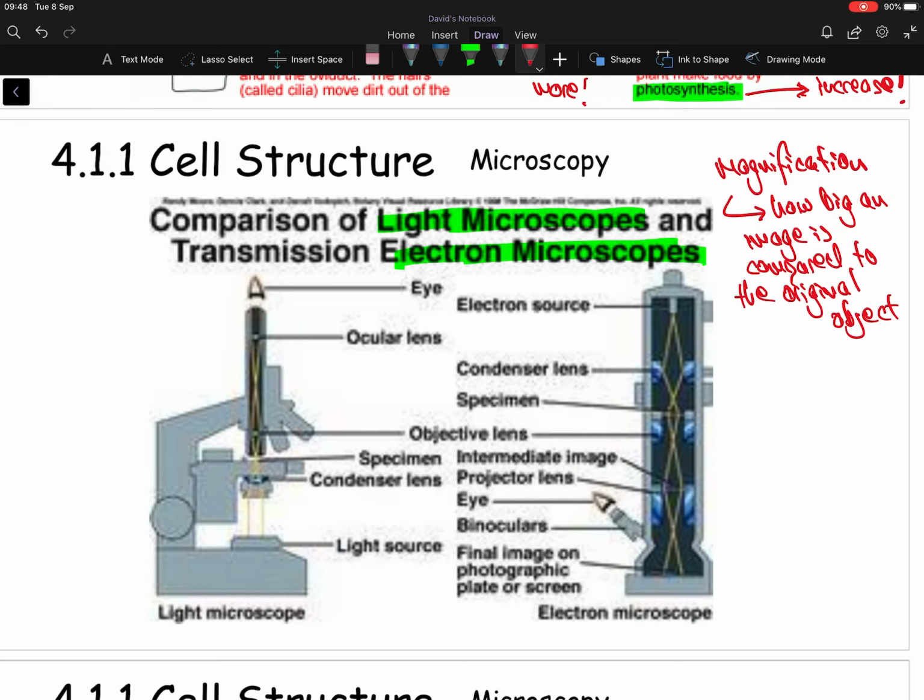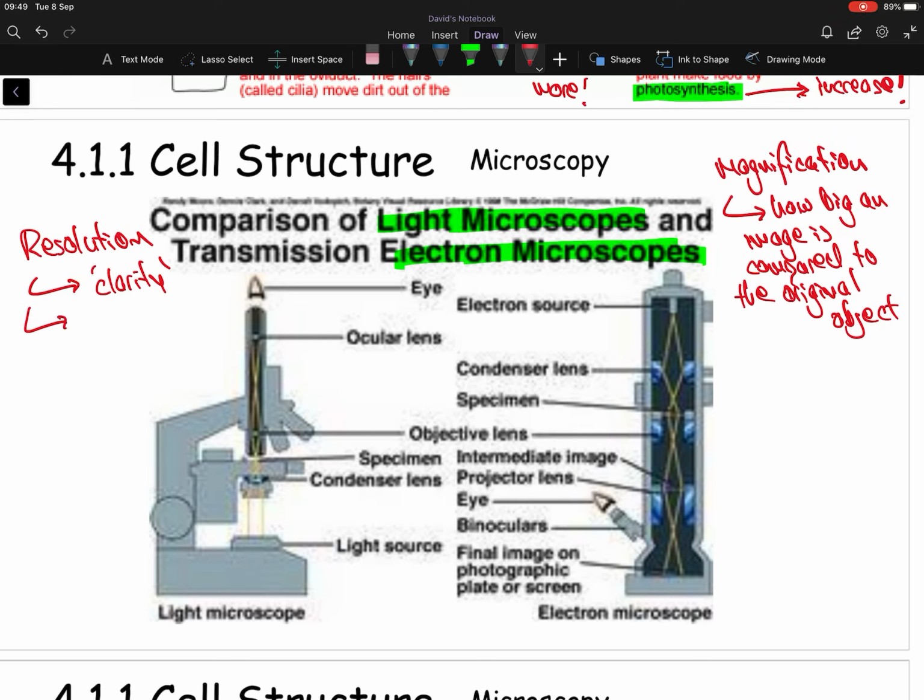Now, there's also the resolution of a microscope image. So when we're talking about the resolution, we're talking about the clarity. How clear the image is. Is it fuzzy or is it clear? Is it crisp? Can you see what it is?